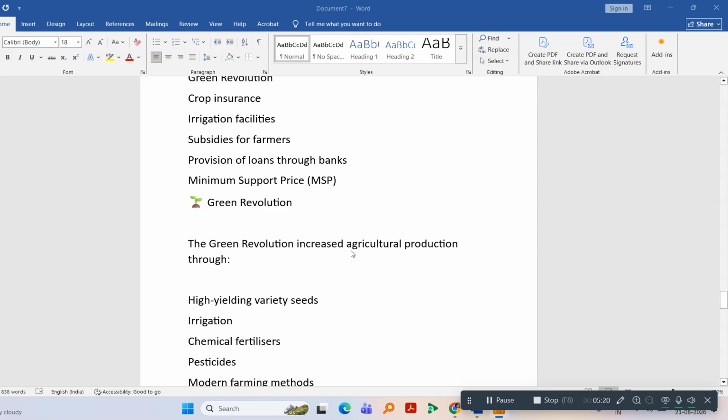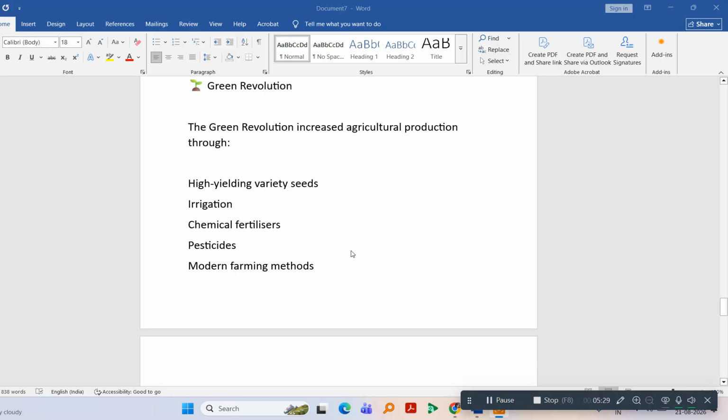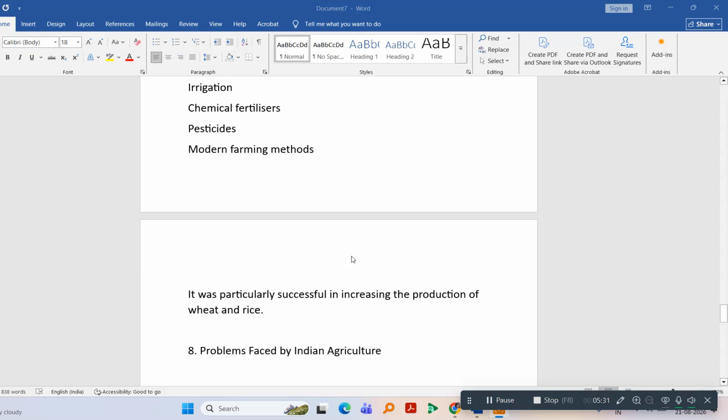Green revolution increased agricultural production through high yielding variety seeds, irrigation, chemical fertilizers, pesticides, and modern farming methods. It was particularly successful in increasing the production of wheat and rice.